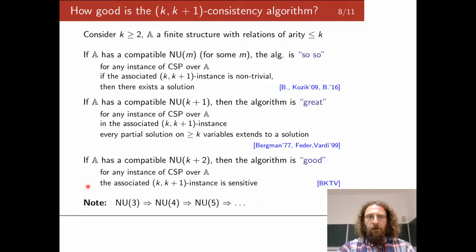Let me note that a compatible near unanimity operation of smaller arity implies a compatible near unanimity operation of higher arity. So the condition for greatness is indeed stronger than the condition for goodness, which is stronger than the condition for so-so-ness, so it makes sense. Let me add two more remarks.